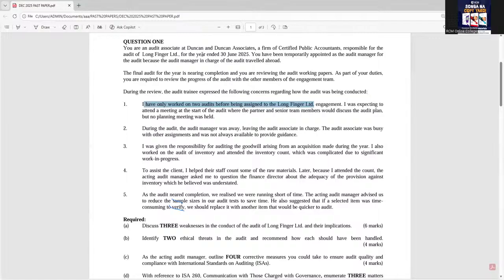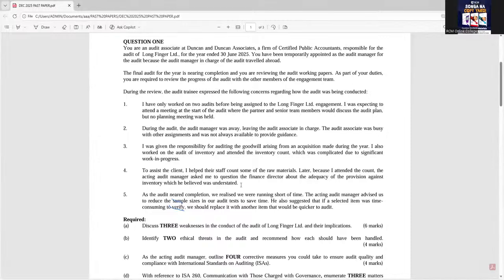There's intimidation to some extent, which is not exactly emanating from the client. But you can see what you are being told here: to assist the client, I helped their staff count some of the raw materials. Later, because I attended the count, the acting audit manager asked me to question the finance director about the adequacy of provision against inventory, which he believed was understated. So he is getting a lot of pressure from his audit manager in terms of questioning the finance director.